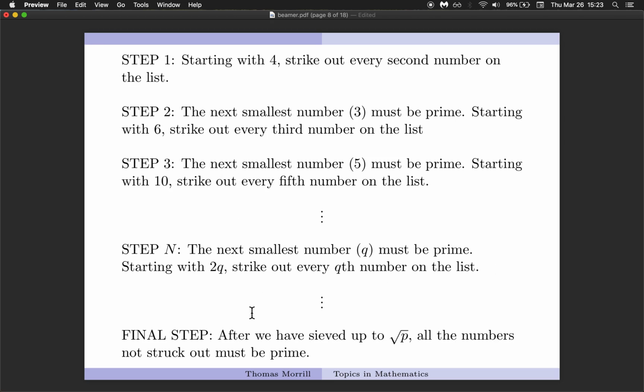And we keep on going. So this is sort of the generic step. Take the next smallest number on the list you haven't sieved out by, go to its double, and strike out every Qth number, 1 out of every Q numbers after that. When do we stop? After we sieve up to the square root of p, all the numbers not struck out yet have to be prime.